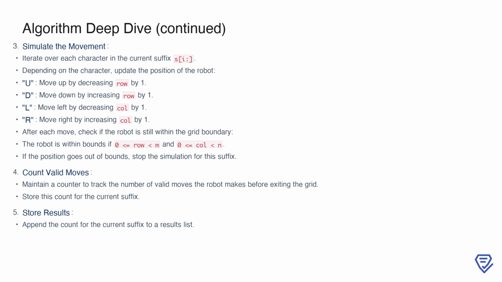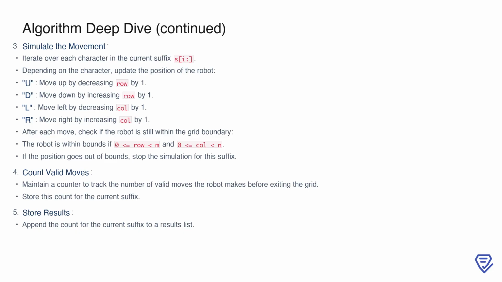If it's D, we increase the row value by 1, moving it down. Similarly, L decreases the column value to move left, and R increases the column value to move right. After each move, we check if the robot's position is still within the boundaries of the grid. A position is valid as long as 0 ≤ row < M and 0 ≤ column < N.